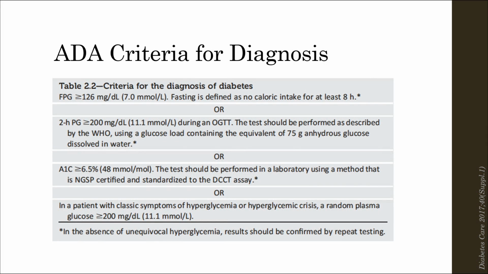A second criteria for diagnosis is the 2-hour postprandial greater than or equal to 200. And that's, as I mentioned, during the oral glucose tolerance test. So that test should be performed as described by the World Health Organization guidelines. If you're more interested in how they do that, you can look that up at your leisure. But just know that patients are essentially given 75 grams of glucose, and then 2 hours later, they are monitored for their blood sugar levels.